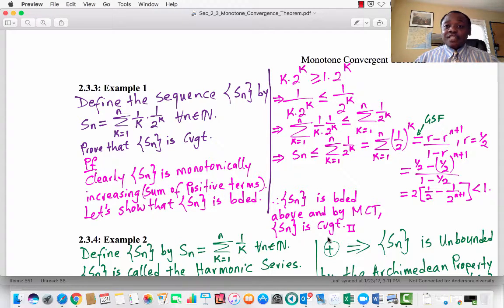And yes, it converges to the sup. Well, I do not know what the sup is, so I don't have to bother about the limit of the sequence. But I can guarantee that the sequence converges, and that is what this section is all about.